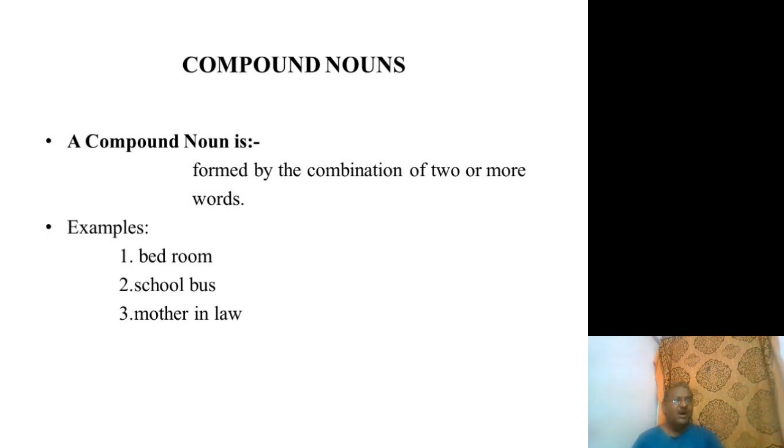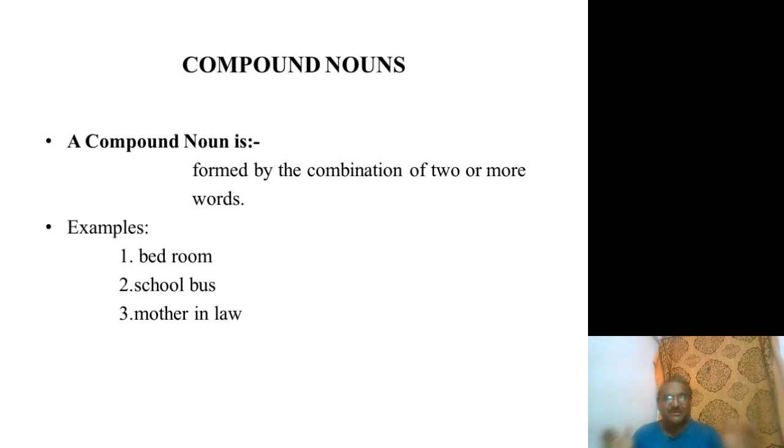A compound noun is formed by the combination of two or more words. As such, it is not a noun by itself, but a created one. You can create a compound noun with the help of two or more words. For example, bedroom. Bed is a different word, room is a different word. Bed is a common noun, room is a common noun. These two words are different words.